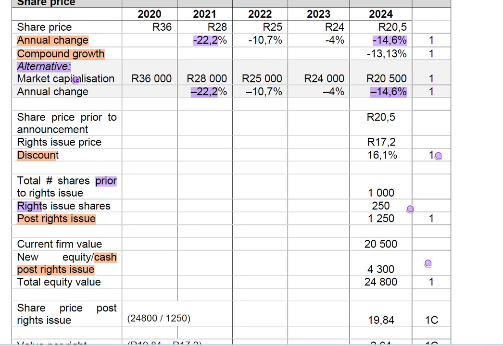We said the share price of the current year is 20.50, or 20 rand 50 cents. And then we asked, what is the right issue price? We were told in the scenario it is 17 rand 20 cents. So the discount is this minus this, divided by this, which gives 16.1%.